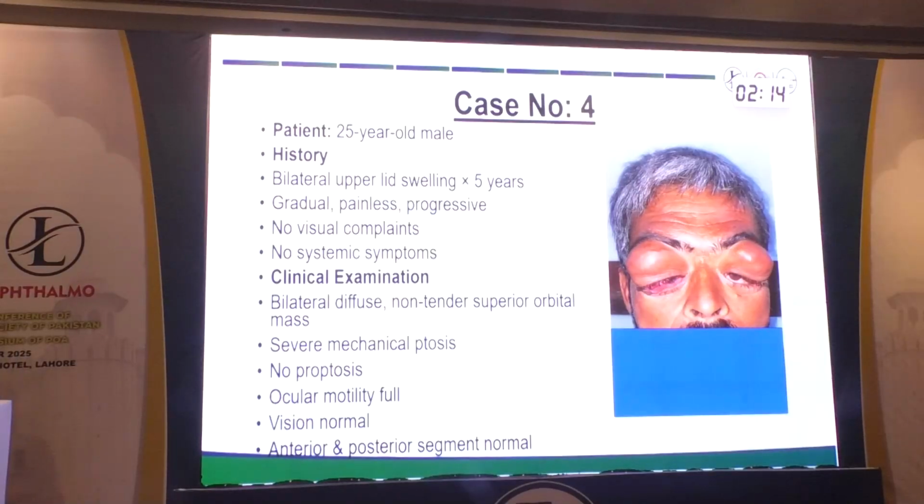This is my last case of a 25-year-old male with a history of bilateral upper lid swellings in the last 5 years, which were gradual, painless and progressive. No visual complaint or systemic sign or symptom was found. On clinical examination, there was a bilateral diffuse non-tender superior orbital mass with a severe mechanical ptosis, no proptosis, and extraocular motility was full. Vision was normal, and anterior and posterior segments were also normal.